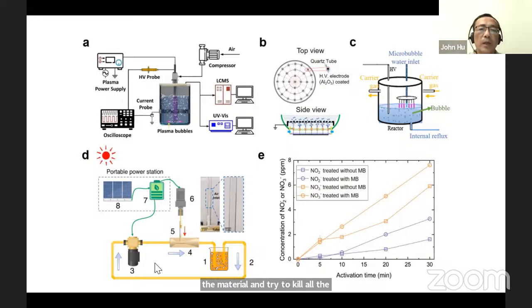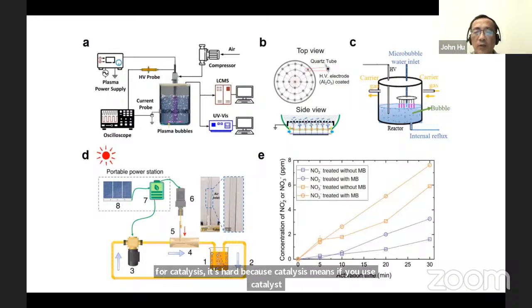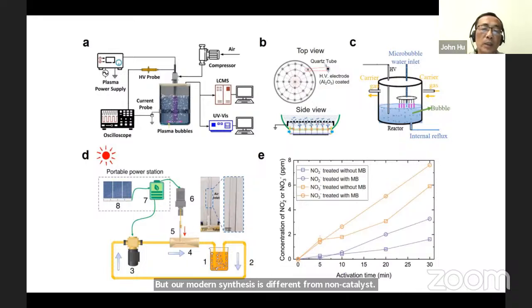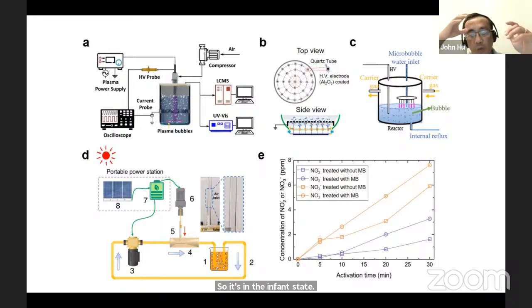So there are a lot of applications in non-catalysis, but for catalysis it's hard, because if you use a catalyst for ammonia synthesis, it's different from a non-catalytic process. To say it another way, plasma application in catalytic processes is new. It's in the infant state, and it takes time to scale up.